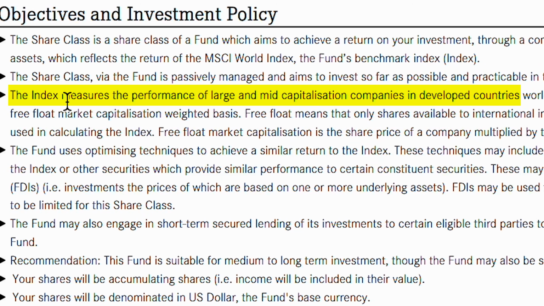Let's just check what it does. The index measures the performance of large and mid-capitalization companies in developed countries. Companies are included in the index based on free float market capitalization weighted basis. All that basically means is however big they are is how much money they get. So if you think about the S&P 500, the top 5 businesses make up a large proportion of the total value of that index. So they get more of the money. I want to stick with Vanguard.